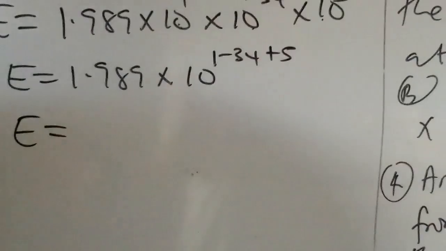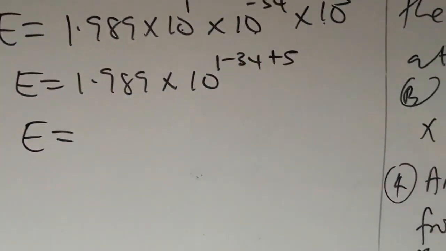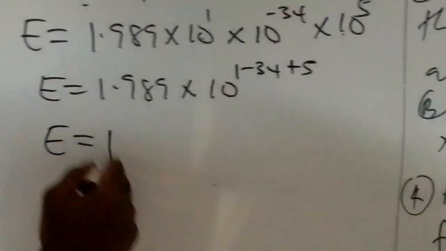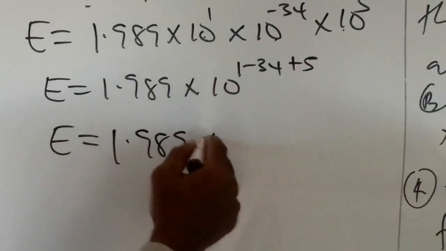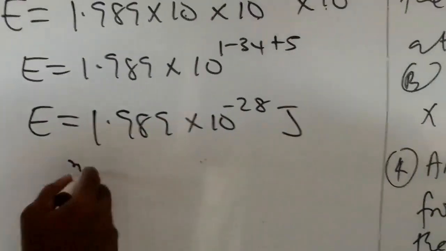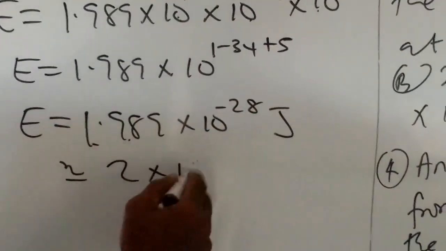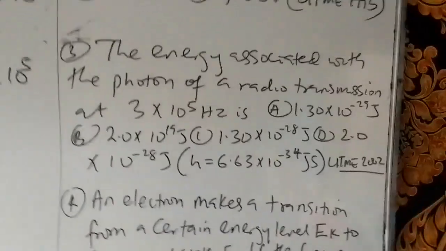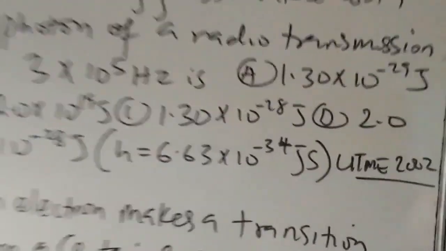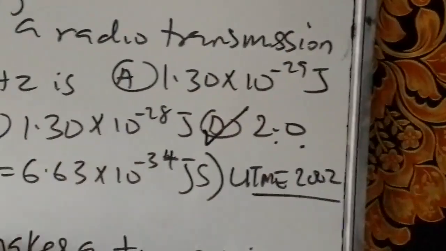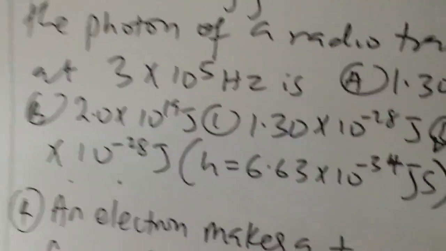So when we do that, we're going to have E to be equal to 1.989 times this power minus 28. 1.989 power minus 28 joules of energy, or approximately 2 power minus 28 joules as our answer. So let's look at the answer. The correct answer to this question is D, 2.0 power minus 28 joules.